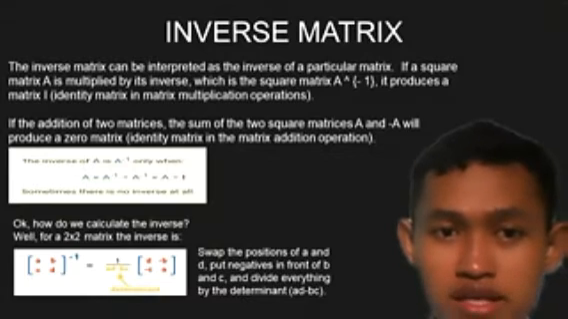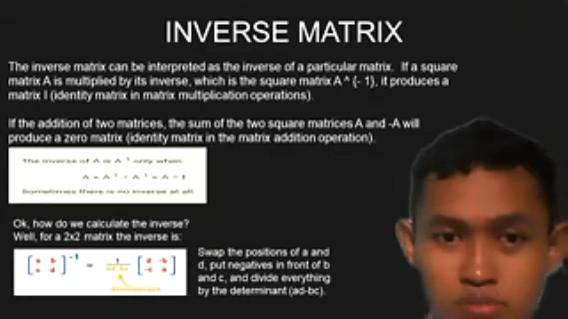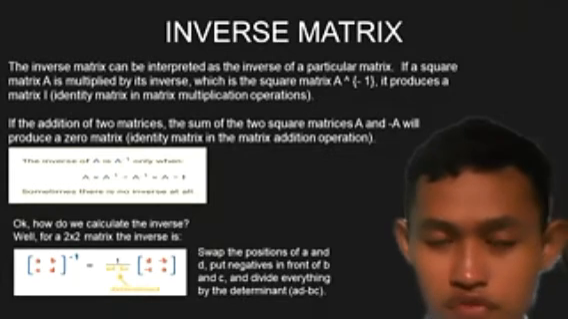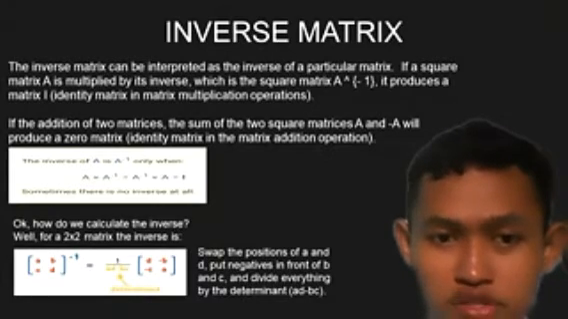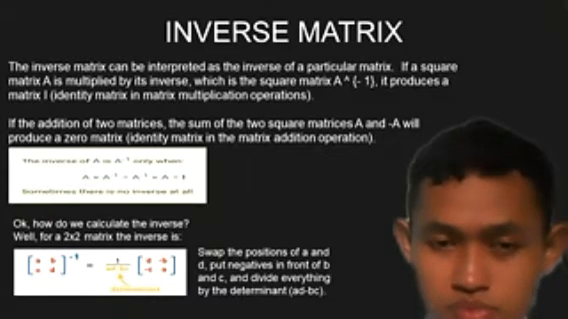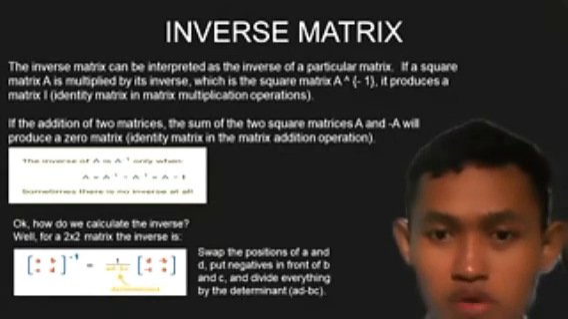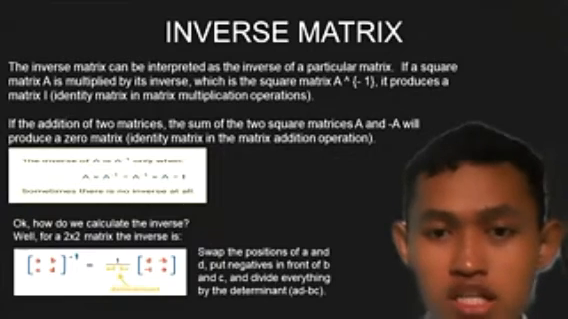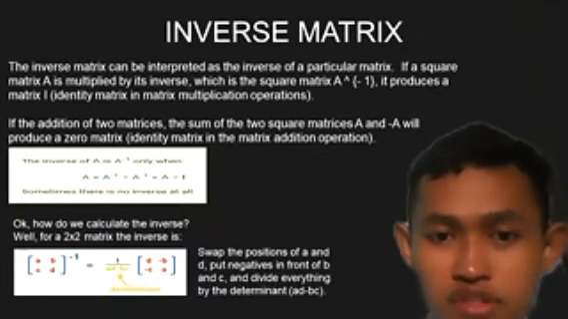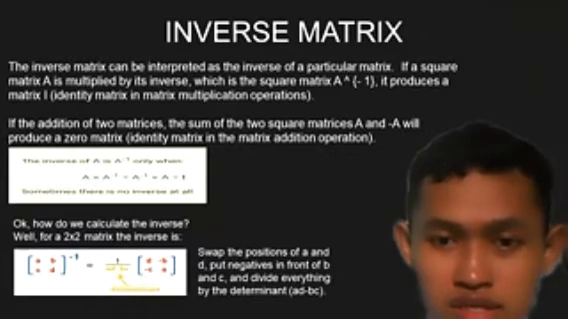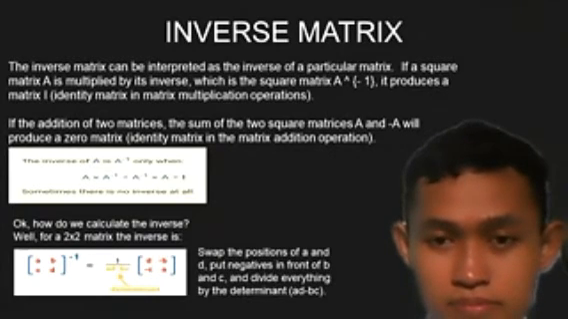The inverse of A is A to the power of negative 1 only when A multiplied by A to the power of negative 1 equals A to the power of negative 1 multiplied by A equals I. Sometimes there is no inverse at all. Okay, how do we calculate the inverse? Well, for a 2 times 2 matrix, the inverse is like this. You can swap the position of a and d, put negatives in front of b and c, and divide everything by the determinant, ad minus bc.